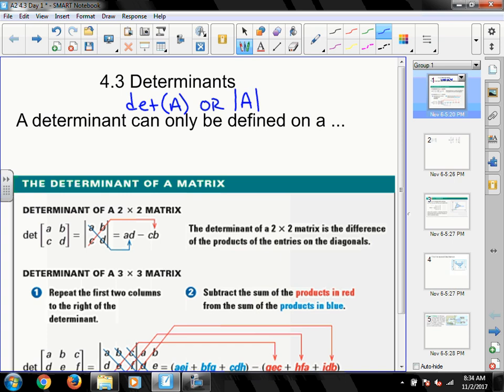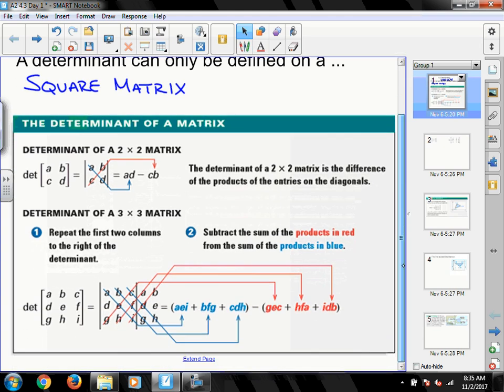Next thing we want to talk about, a determinant can only be defined on a square matrix. So I'm talking a 2 by 2, a 3 by 3. I have to have the same number of rows and columns.